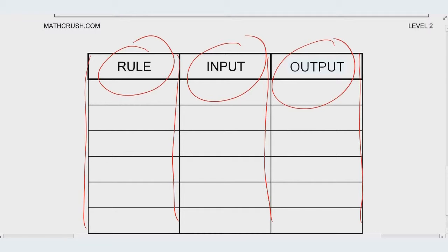And I want you to create this on your piece of paper. Now yours has to be a lot bigger because you're going to use it to solve all the problems. So if you need to, press pause, get a piece of paper, and create this input-output chart. And once you're done, press play, and we'll start on the problems.